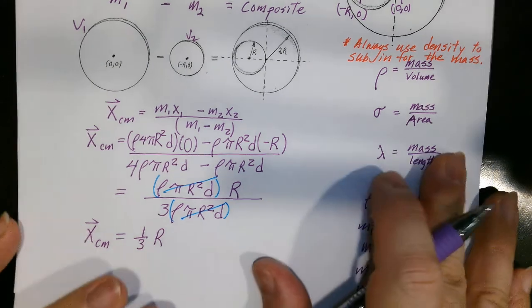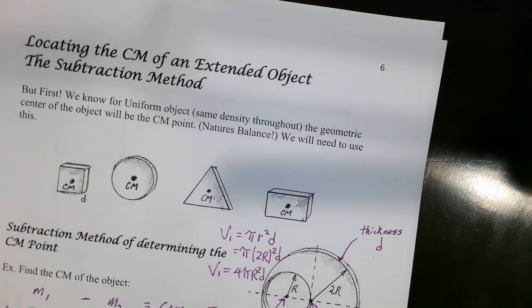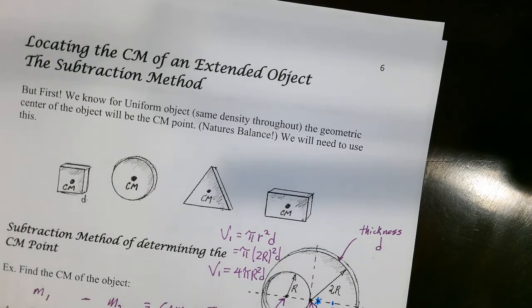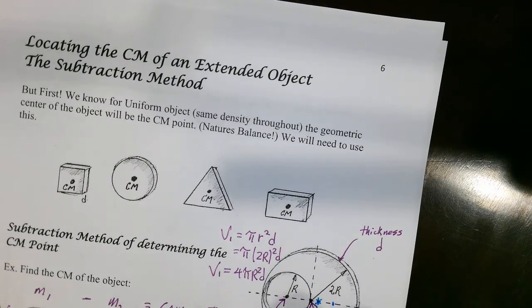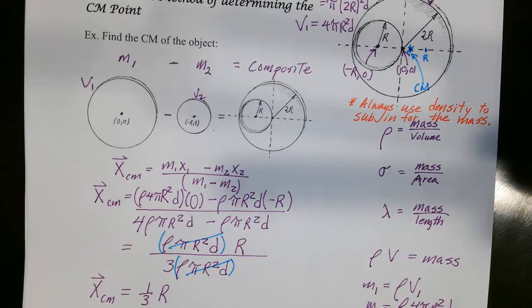So where would this be located? So here is r, and this is r, right? 0, r, 2r. So 1/3 r will be right here. That will be the center of mass. All right.